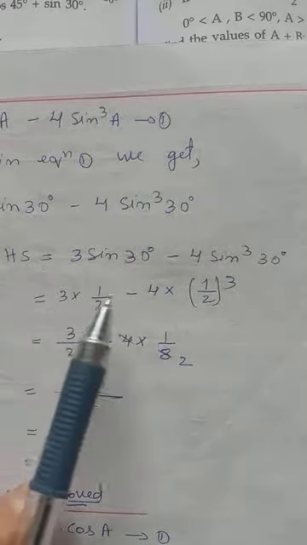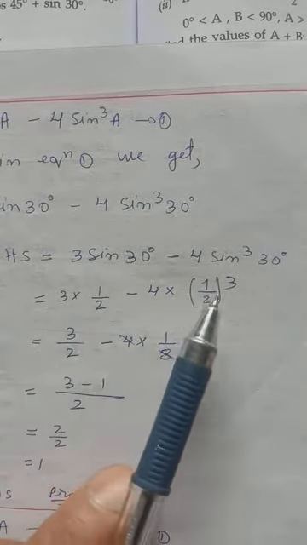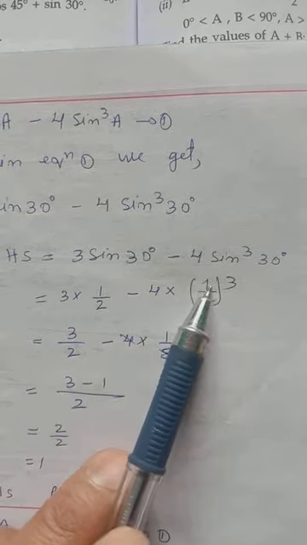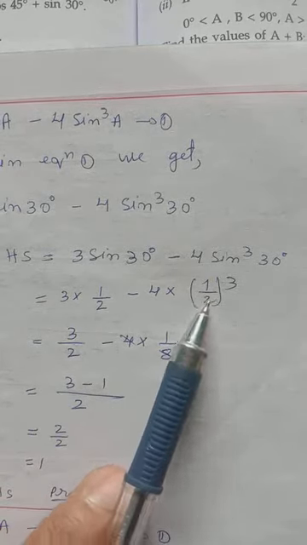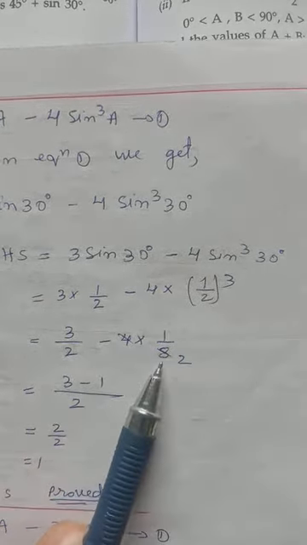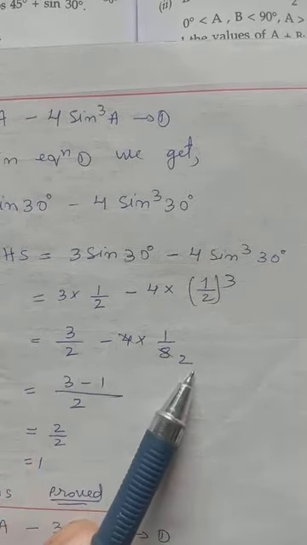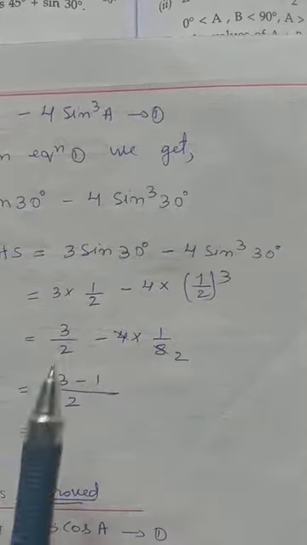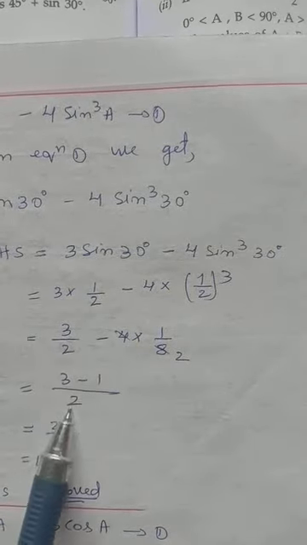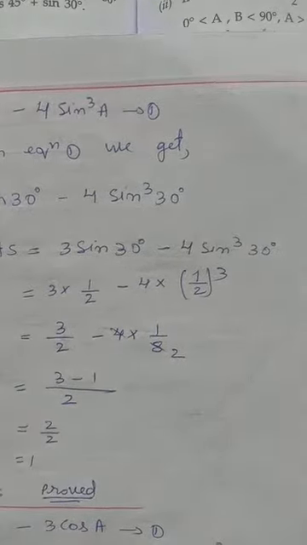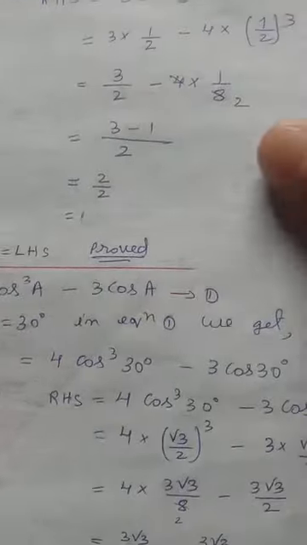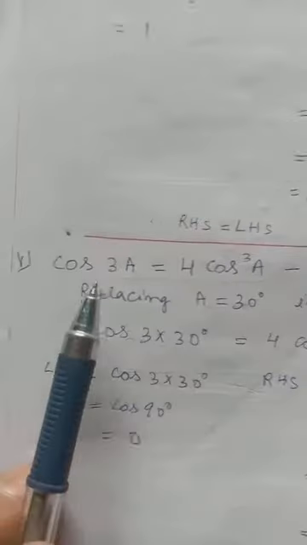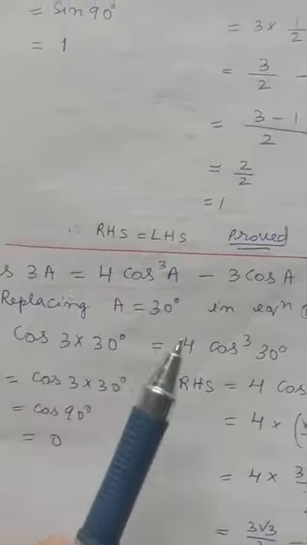So 3 into 1 will be 3. Then here 1 into 1 into 1 is 1. 2 into 2 into 2, 3 times you have to multiply, we'll get 8. 4 divided by 8, we have 1 by 2. Now we have a fraction, we can find the LCM. LCM of 2 and 2 will be 2. So 3 minus 1 will be 2. 2 divided by 2, we get 1. Then in the same way, here also, A is already given as 30.